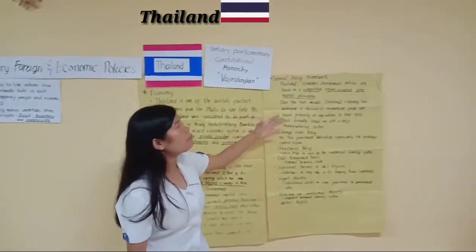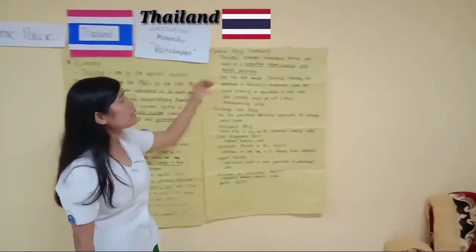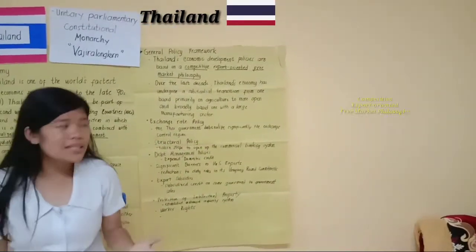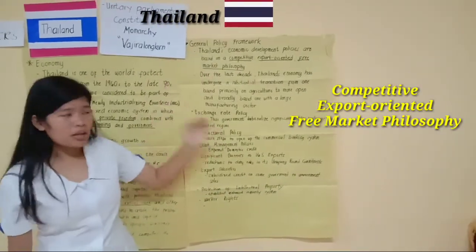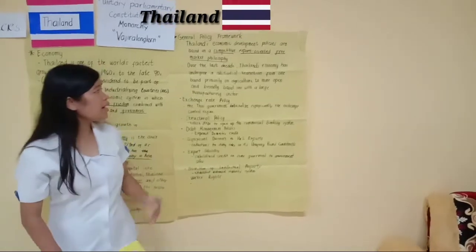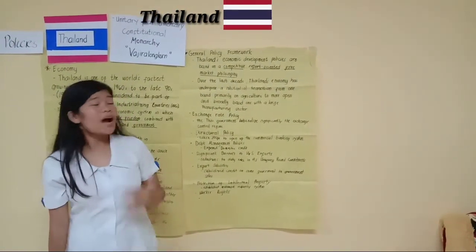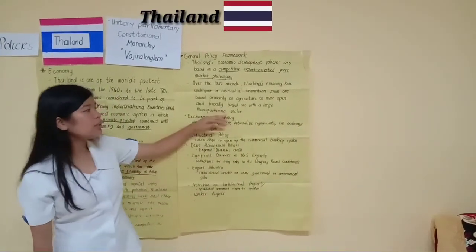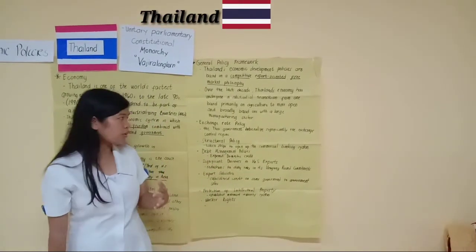So, their general policy framework. What is their general policy framework? Thailand's economic development policies are based on a competitive, export-oriented, free market philosophy. Over the last decade, Thailand's economy has undergone a substantial transition from one based primarily on agriculture to a more open and broadly based one with a large manufacturing sector.